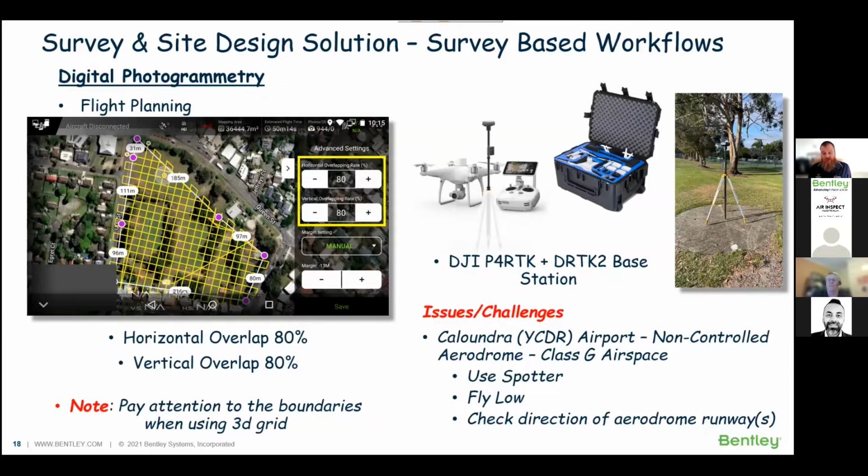So issues and challenges with the operation were fairly minimal. Only, I guess, hazard or risk in the area was the Clounder aerodrome, which was within 5K of the operation area. So to mitigate that risk, we used spotters so that there's eyes on the drone at all times. We flew low as to not be in the airspace of nearby operating aircraft. And we also made sure we were not located within the arrival and departure runways, obviously to stay clear of them. Next slide, please, Dave.